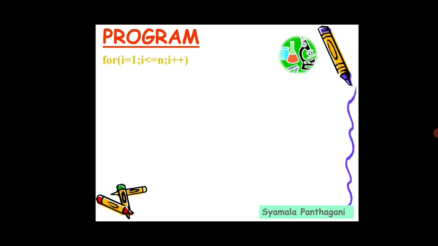If more than 2 are there, that is not a prime number. Let us check whether the given number is having more than 2 factors or not. Okay. Now open brackets.